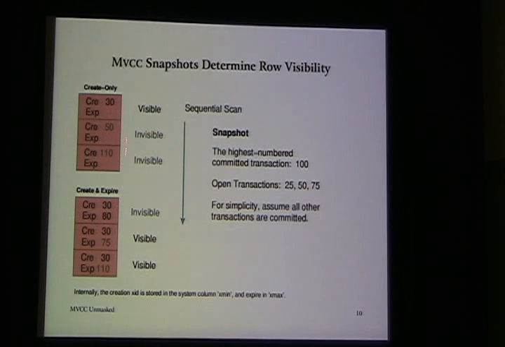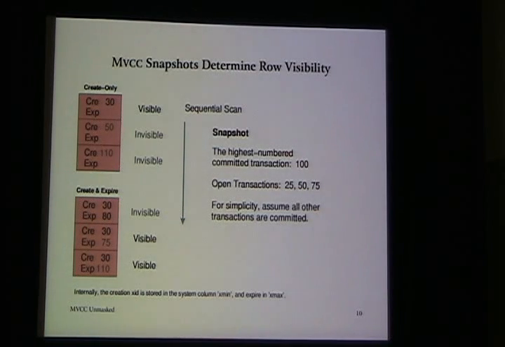So let's look at these 6 rows. The first row here was created by transaction 30, and that row is visible. It's visible because 30 is less than 100, meaning it committed before I started, and it wasn't one of those 3 that were running when I took my snapshot. So this insert happened before I took my snapshot, and therefore it's committed. I can see it. It's visible.